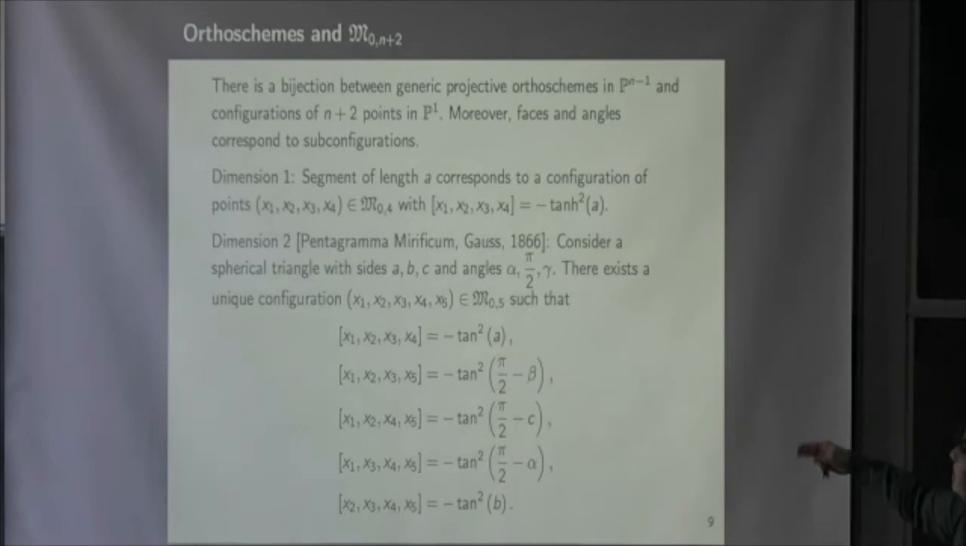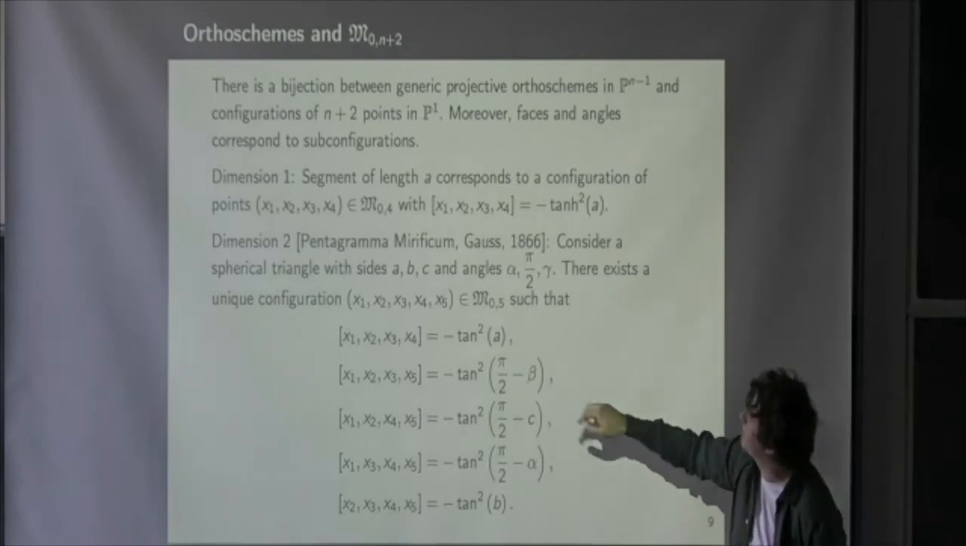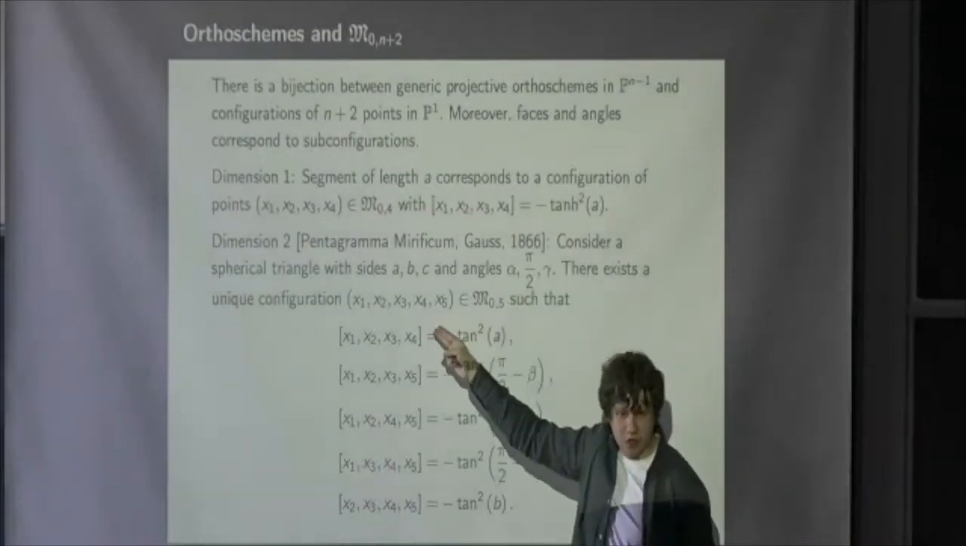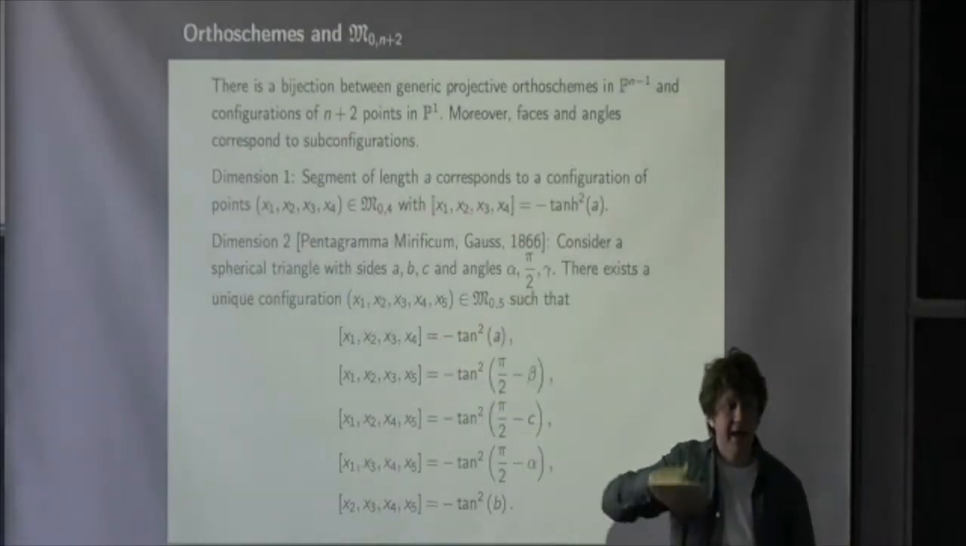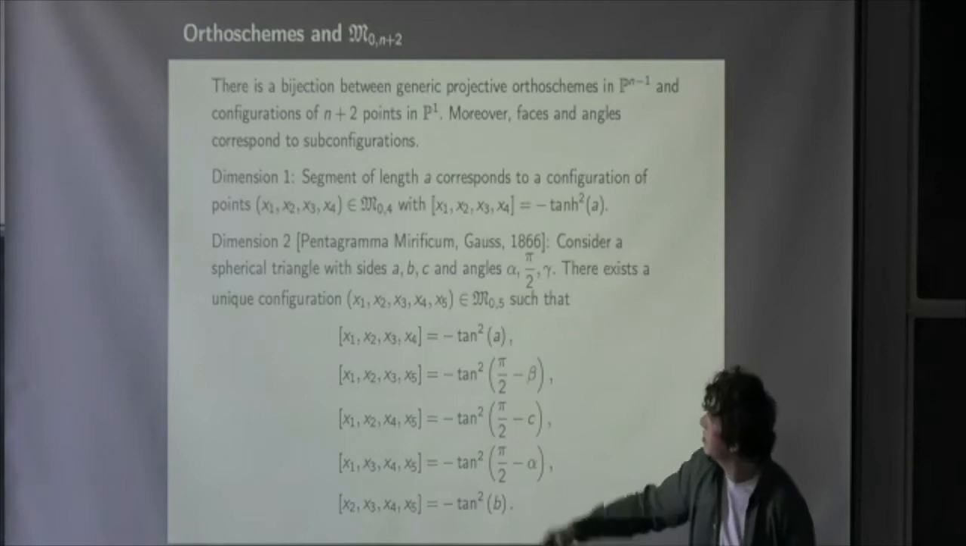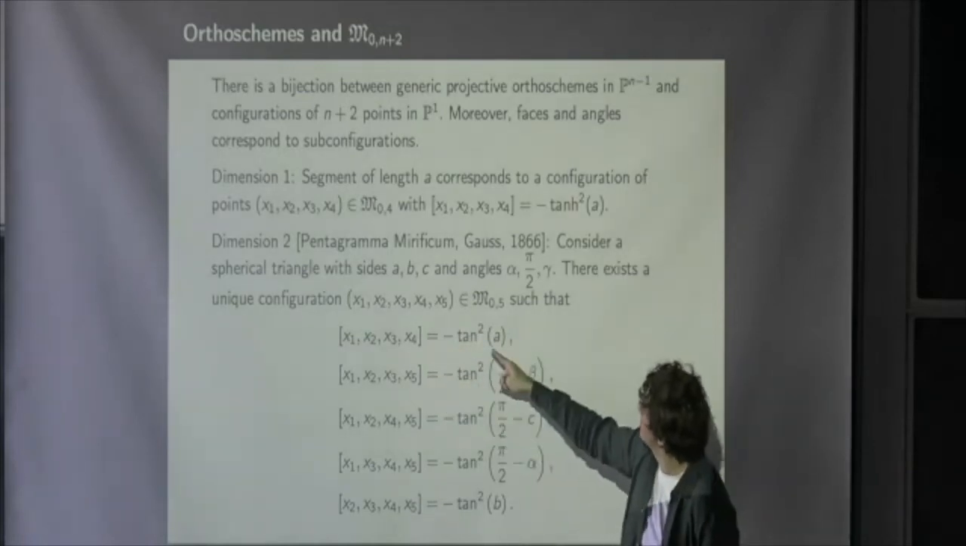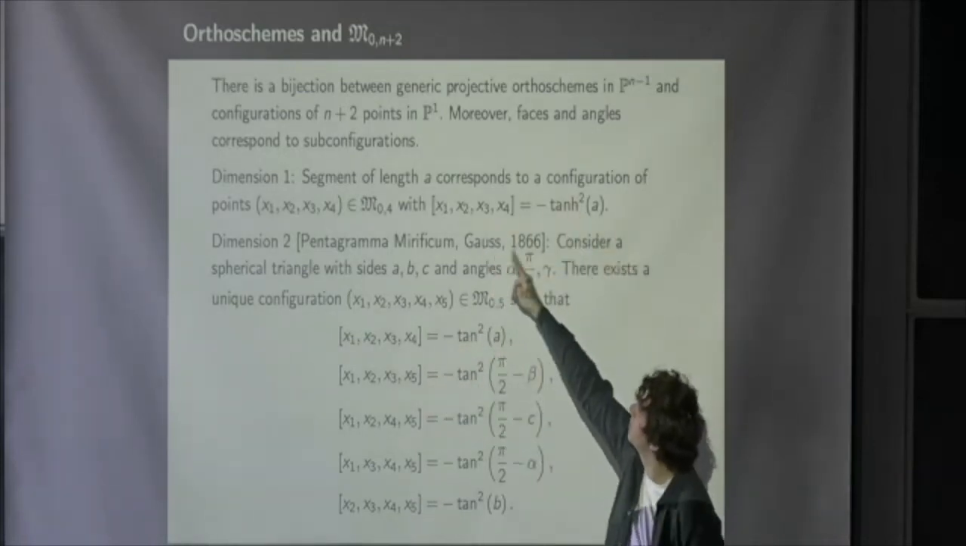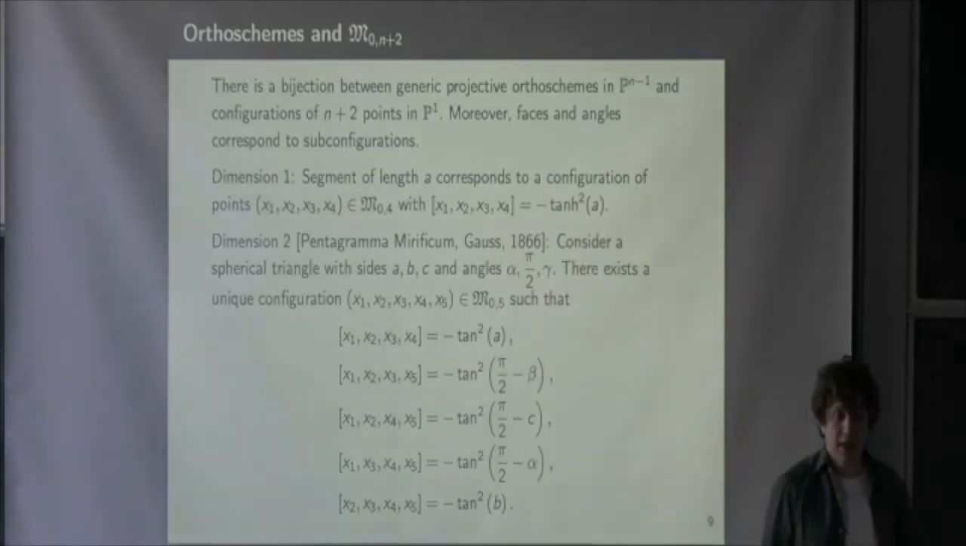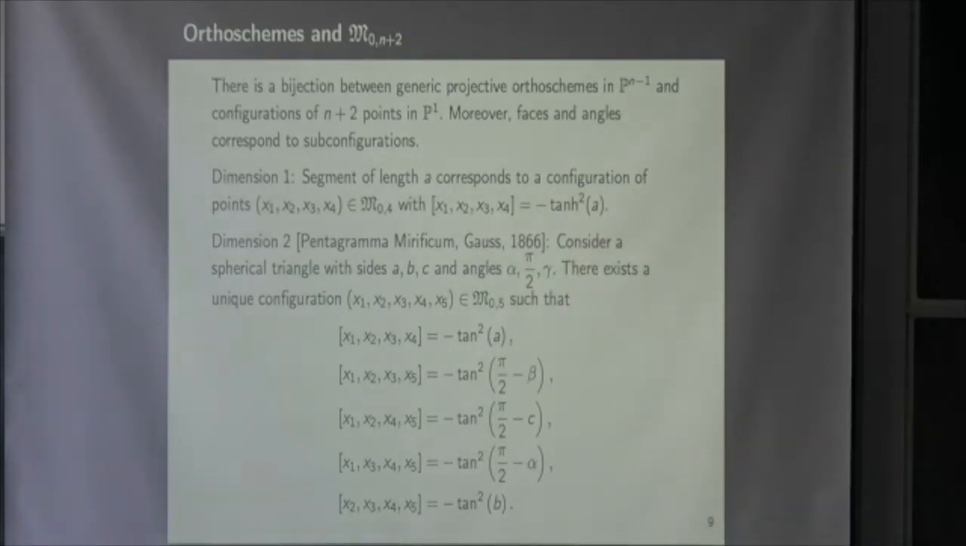So that's the result of Gauss, and you can see here the theorem above, because basically 5 points correspond to a triangle, and I said angles and edges correspond to subconfigurations, and so if you pass to a subconfiguration, you will see exactly everything happens according to the rule. And that happens in general.